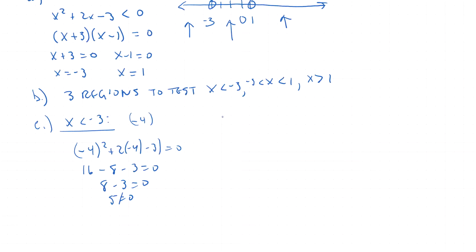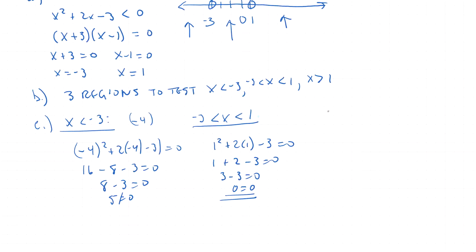So we're definitely not less than negative 3. Then we want to check x is greater than negative 3 and less than 1, so we need a value in between. I'm just going to pick 0 because it's easy. So 0 squared plus 2 times 0 minus 3 gives negative 3, which is less than 0. So this checks.